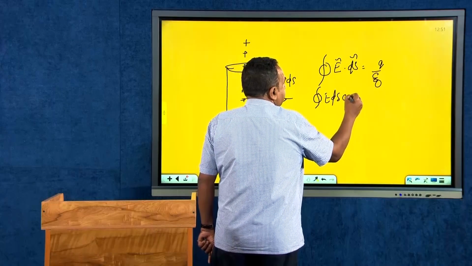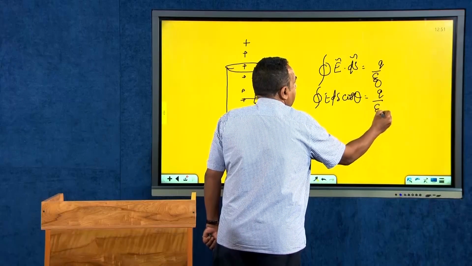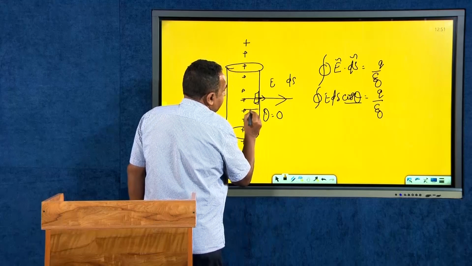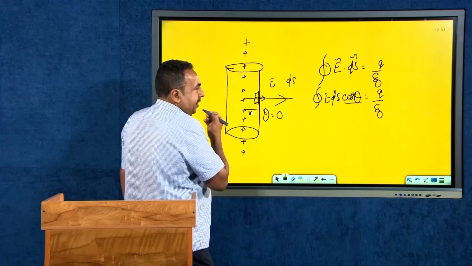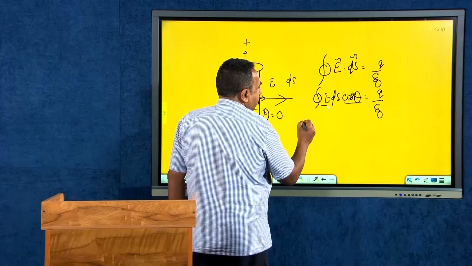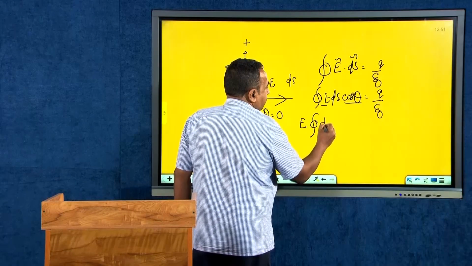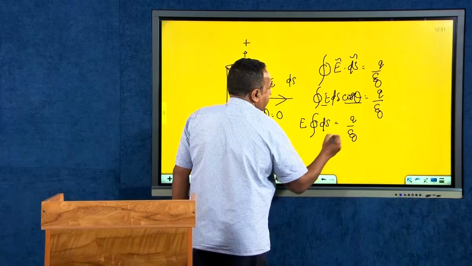The integral of E ds cos theta is equal to q by epsilon 0. Here cos theta is 1, and as we are interested in finding the electric field at a particular distance r, it is everywhere the same distance on this cylinder. Therefore, the electric field is a constant, so I can take it outside the integration. It becomes E integral ds is equal to q by epsilon 0.